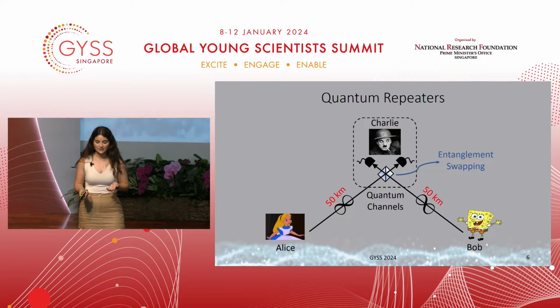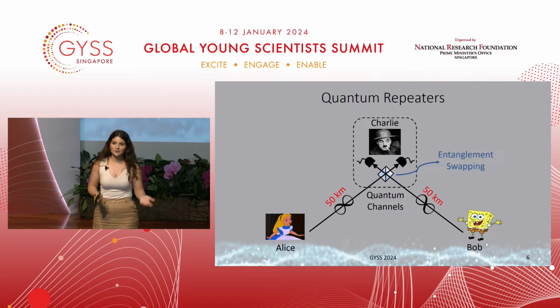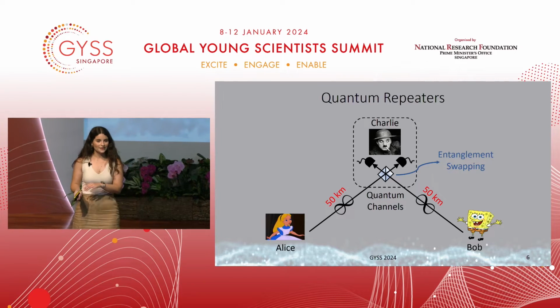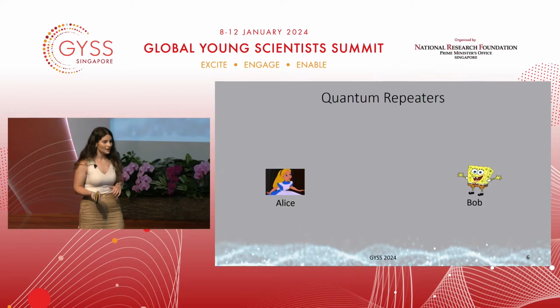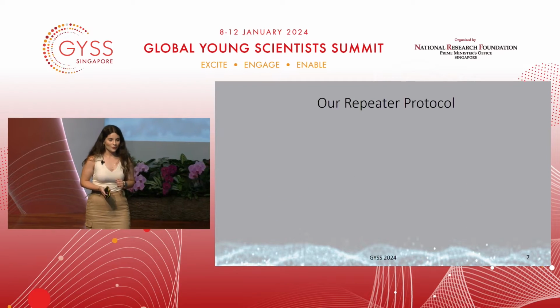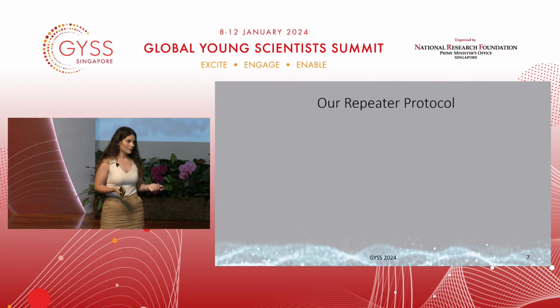So what Charlie does is he interferes these states and performs a measurement, and this is called an entanglement swapping measurement. As the name suggests, the moment he does this measurement, Alice and Bob become entangled, and they can extract a key.